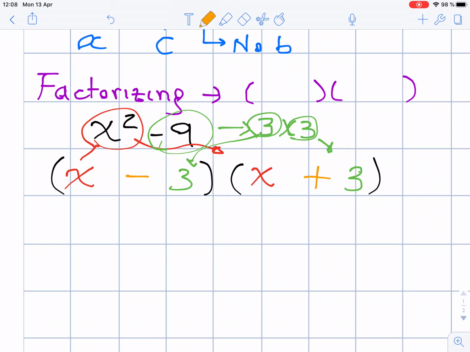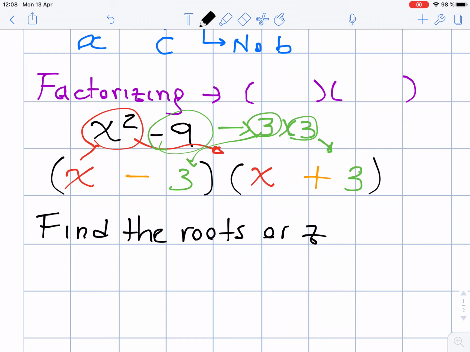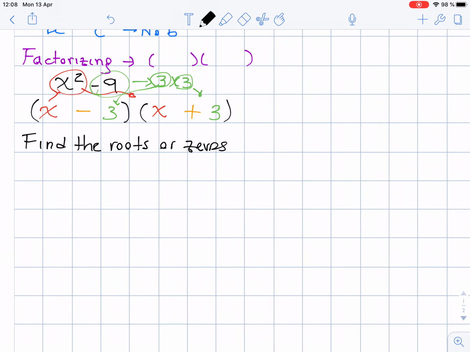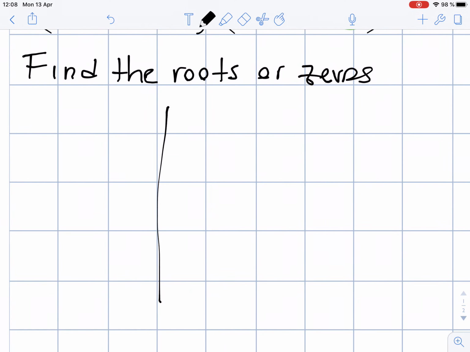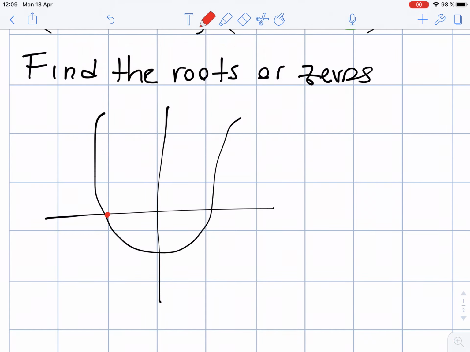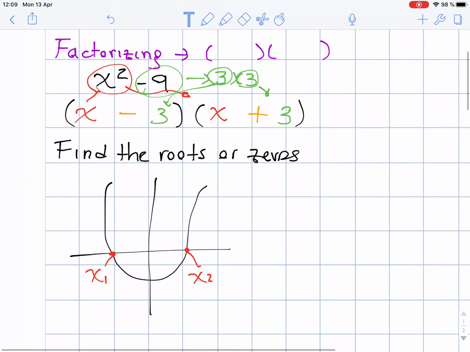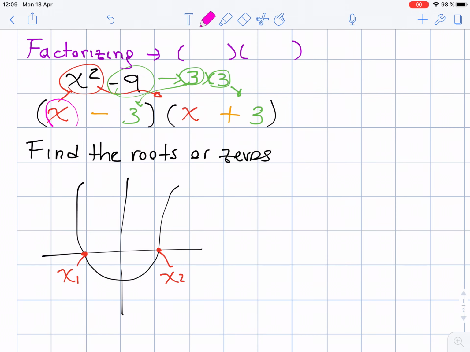Now, after getting the brackets, remember we need to make this equal to 0. We need to find the roots or zeros. That corresponds to the values where the curve is crossing. Every time I will repeat this because it's really important. When you factorize and you find the values for the x, they are the values that cross the x-axis. We have two values because if you see the expression, we get two values for the x.